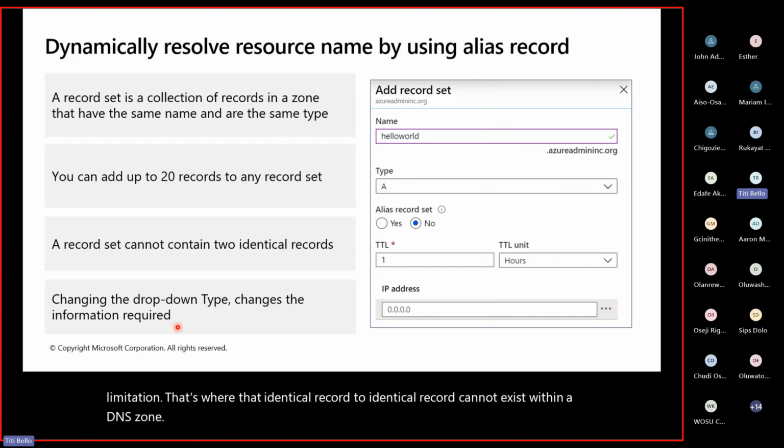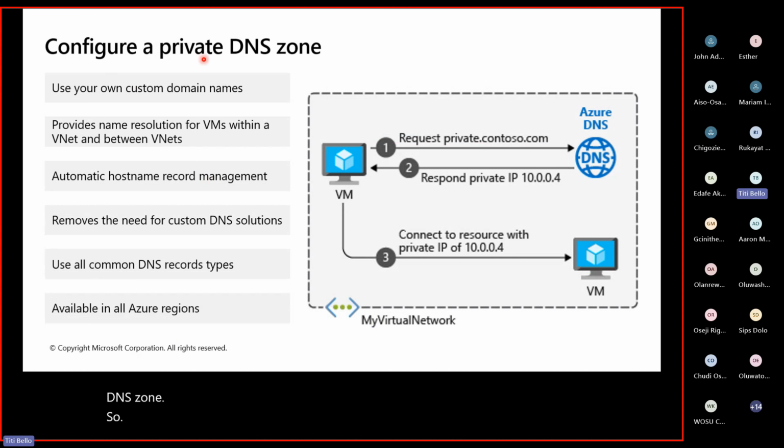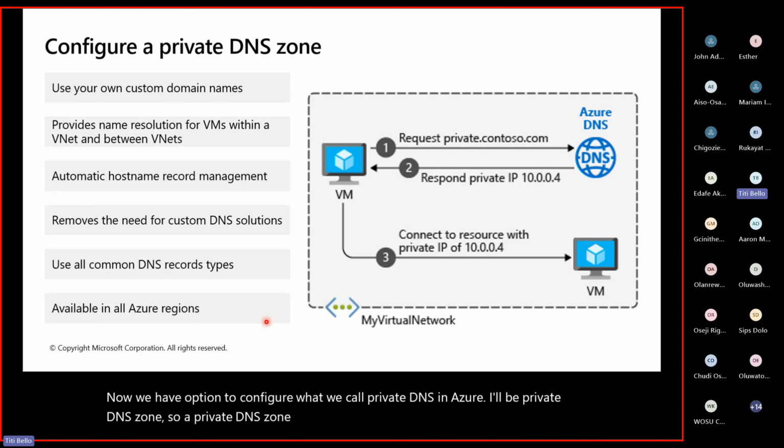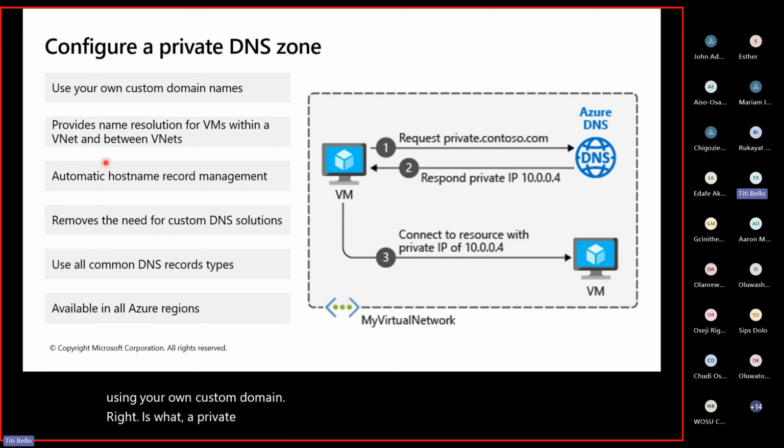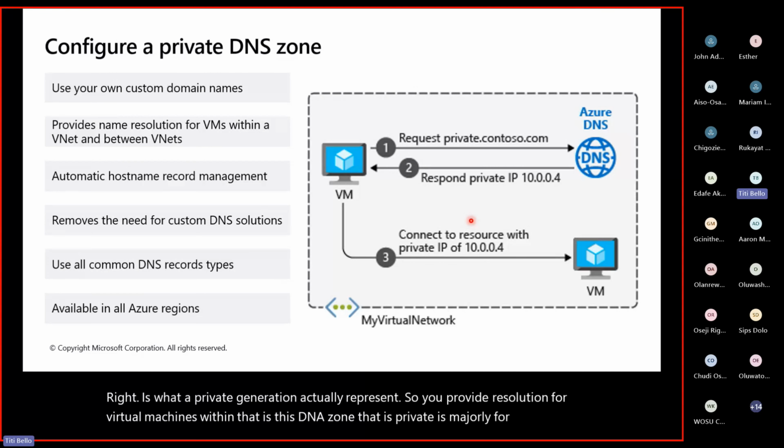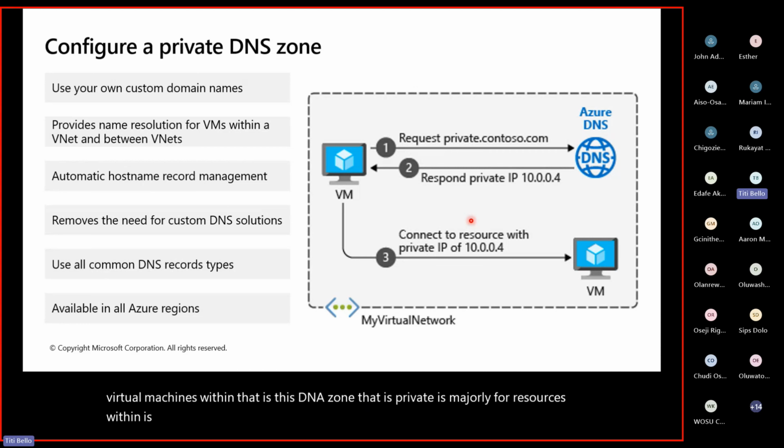So now we have the option to configure what we call private DNS in Azure, or the private DNS zone. A private DNS zone is, like we have been saying, using your own custom domain. That is what a private DNS zone represents. So you provide the resolution for virtual machines within. This private DNS zone is majorly for resources within; nobody can query it from outside the Azure environment.